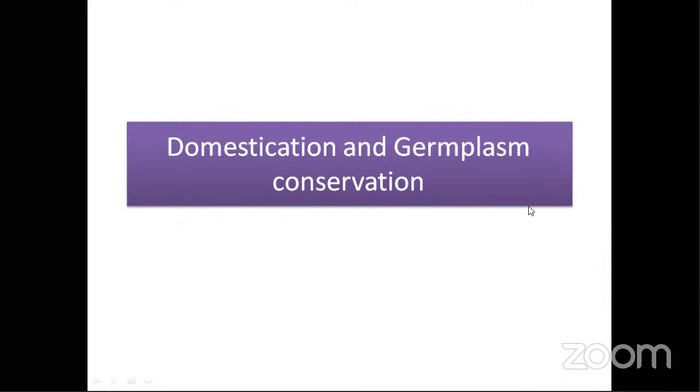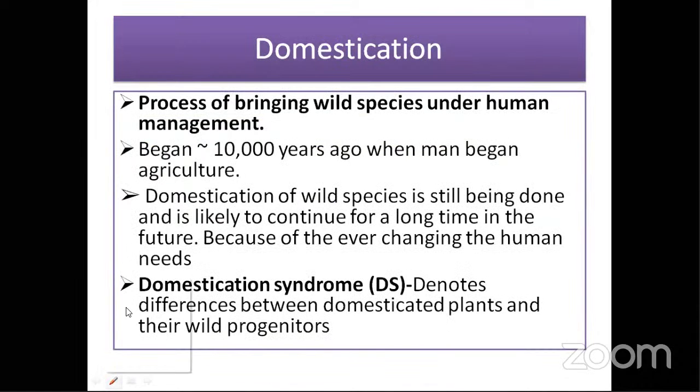And the second term presented here is germplasm conservation. Directly, what we are doing is bringing the wild species under our control, and whatever plants and animals or other things are present before us, we need to conserve them in a sustainable way, so that whatever resource we have right now, we can hand it over to our future generations. Okay, and to conserve it for a long run, germplasm conservation is very much essential. So that is the topic we are going to discuss today. So let's begin with it.